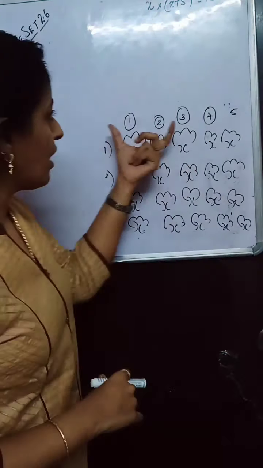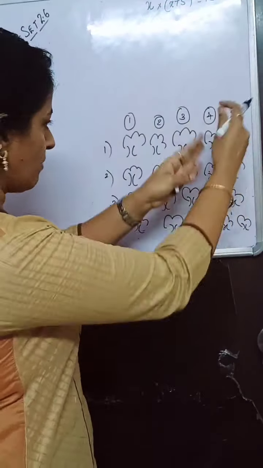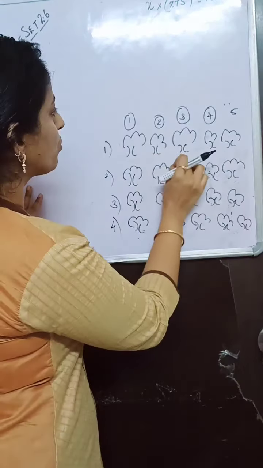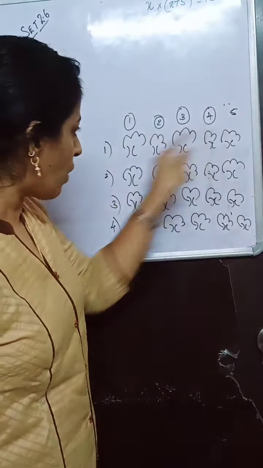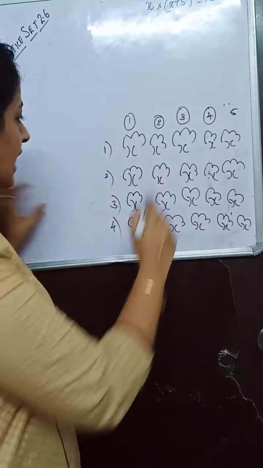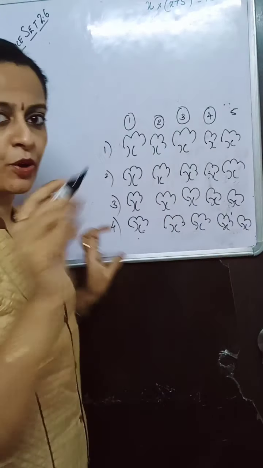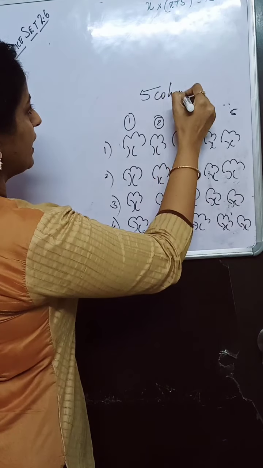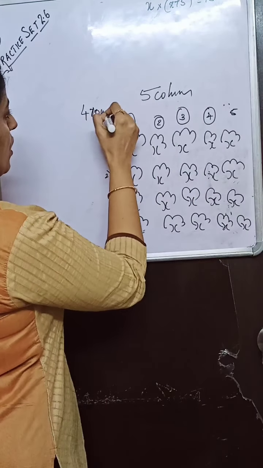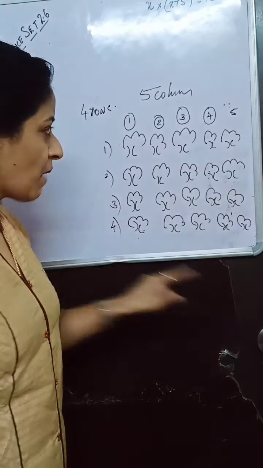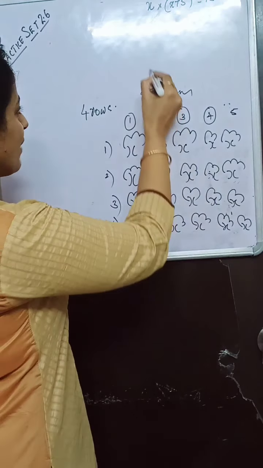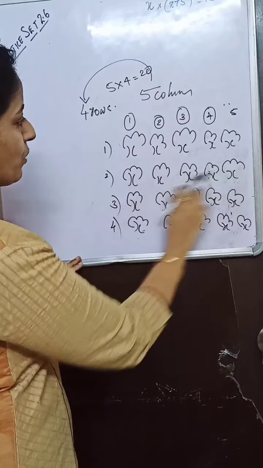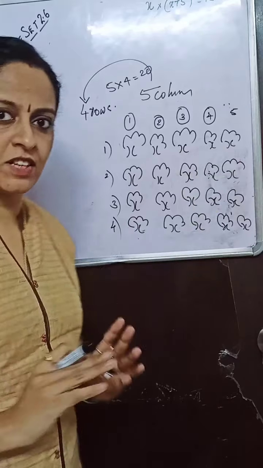So I have 5 columns and 4 rows. And on each row I have 1, 2, 3, 4, 5. So without counting each tree, can you tell me how to get the total number of trees? I have 5 columns and 4 rows. So what is the total number of trees in my garden? It will be 5 into 4, which is equal to 20. Yes, you can check. There are 20 trees in my garden.